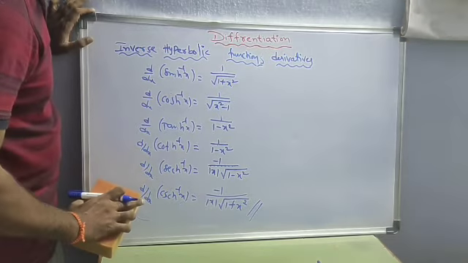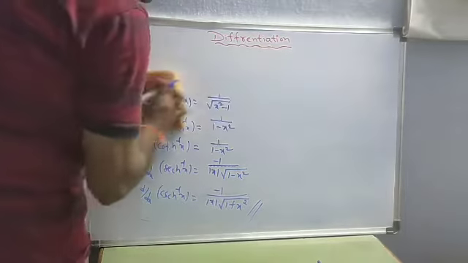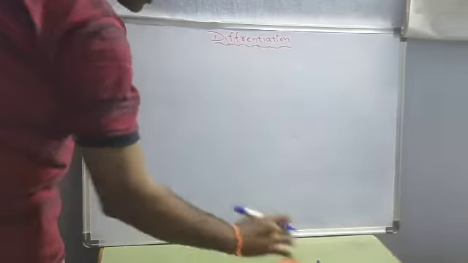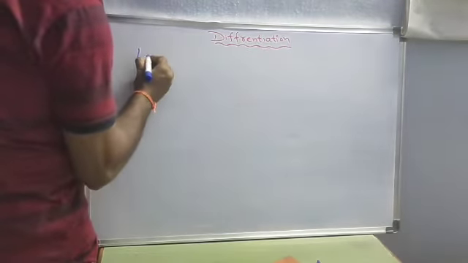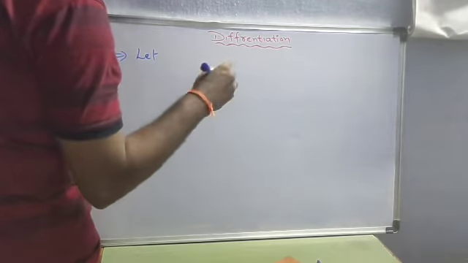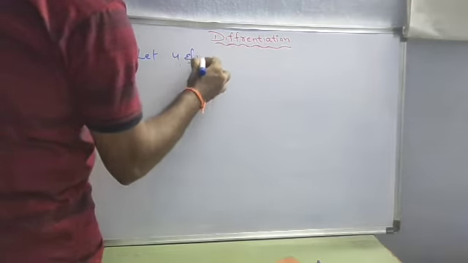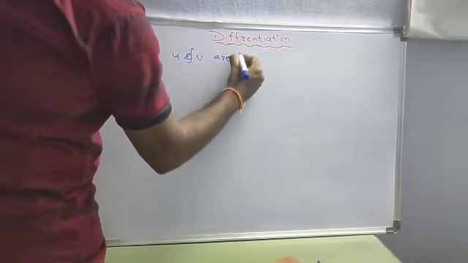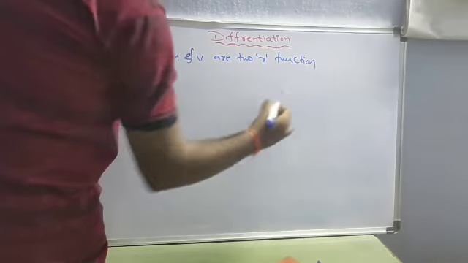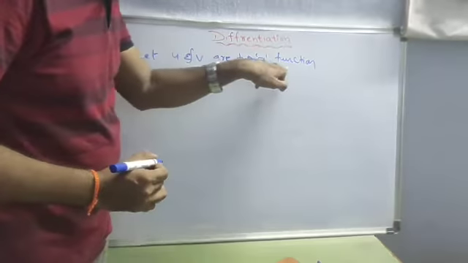Understand? Right. Now I am erasing. Next concept I am taking: differentiation of, suppose, two functions. In some textbooks they are giving f of x and g of x. Now I am taking u and v as two x functions. I am not taking f of x, g of x. I am taking u and v. Okay, these are x functions.